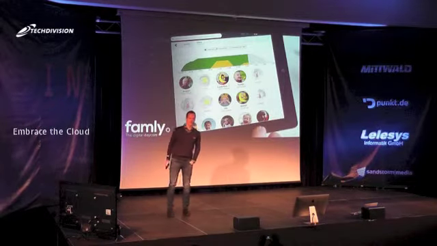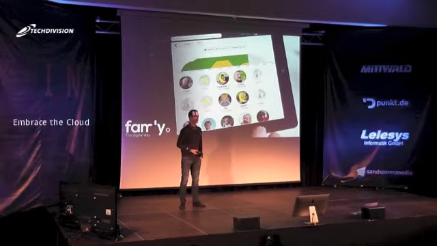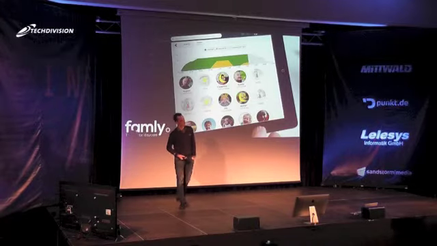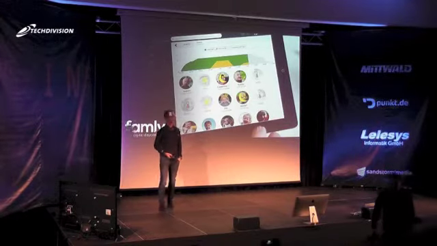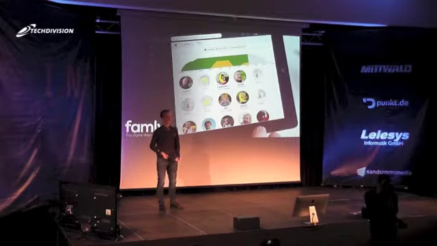Just a quick word about Family. Family is an app for daycares. We help the daycare better manage the resources such as staff planning. We also help them communicate digitally with the parents so they can share images during the day and the parents can consume this information on their smartphones.